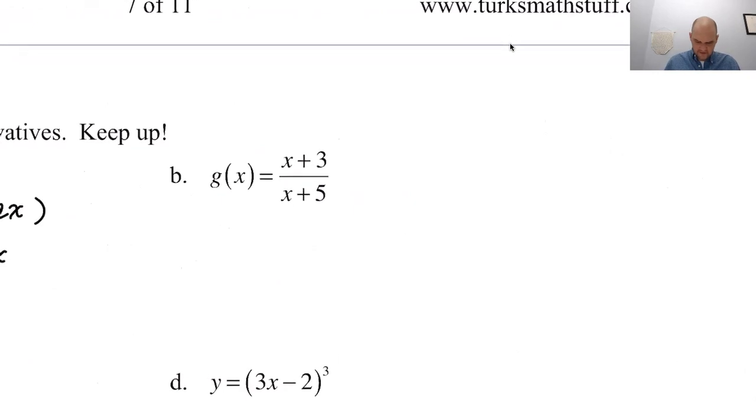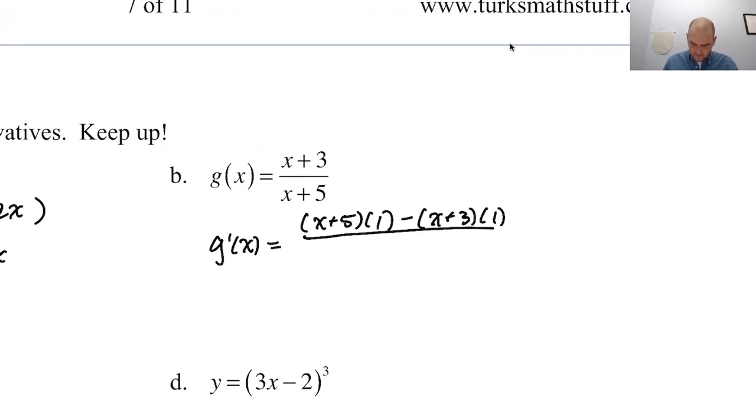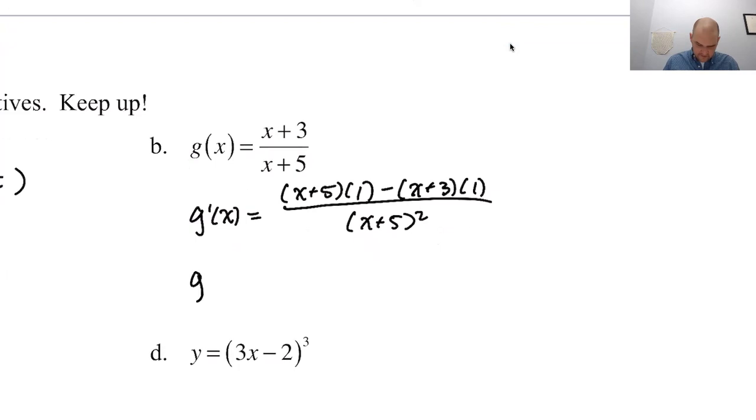Let's look at this. So g prime, I see a quotient, so I'm going to use quotient rule. So bottom times derivative of the top minus top times derivative of the bottom, all over the bottom squared. Okay, so what does that give us? Well, this one's going to clean up. So you have x and then a minus x. You have a 5 and then a minus 3. So that's 2 over x plus 5 squared.